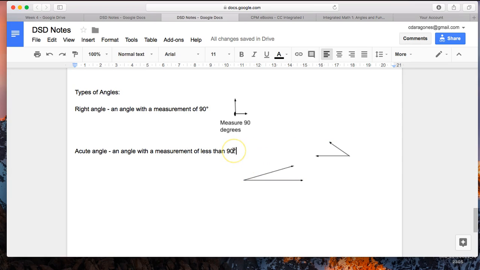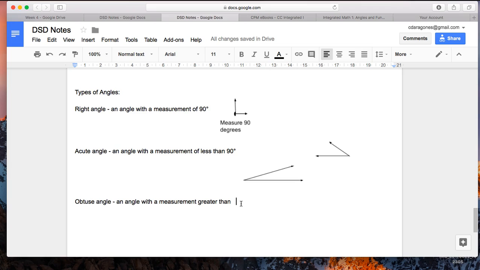Okay, so the next type of angle, so we have 90 degrees, less than 90 degrees. So the other option is, of course, the one that is greater than 90 degrees. So this is what's called an obtuse angle. So an obtuse angle is an angle with a measurement greater than 90 degrees.